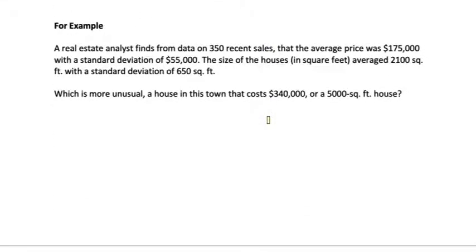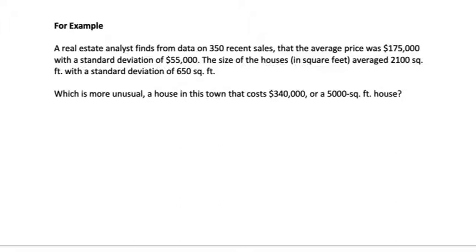The average price of a home was $175,000 with a standard deviation of $55,000. The size of the houses averaged 2,100 square feet with a standard deviation of 650 square feet. So the question is, which is more unusual? A house that costs $340,000 or a 5,000 square foot house? So we're going to calculate z-scores in order to compare these two.